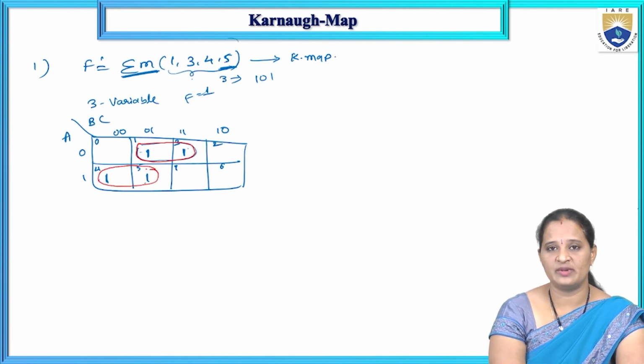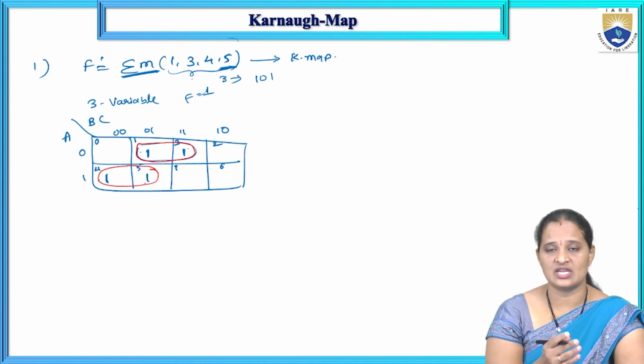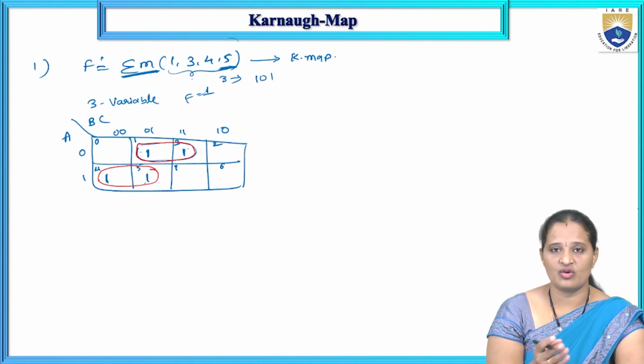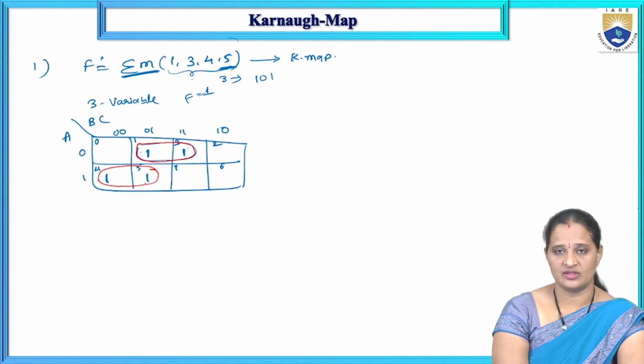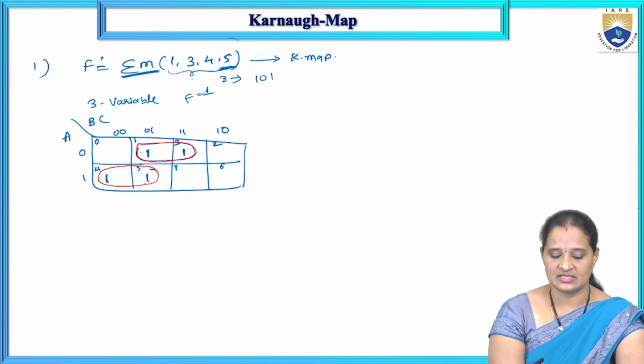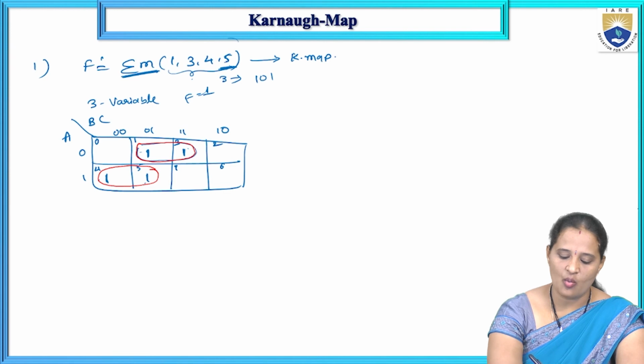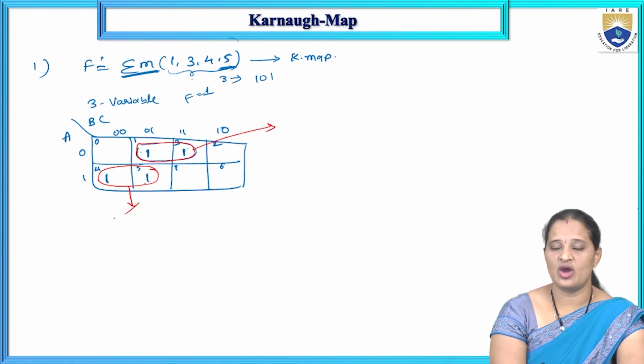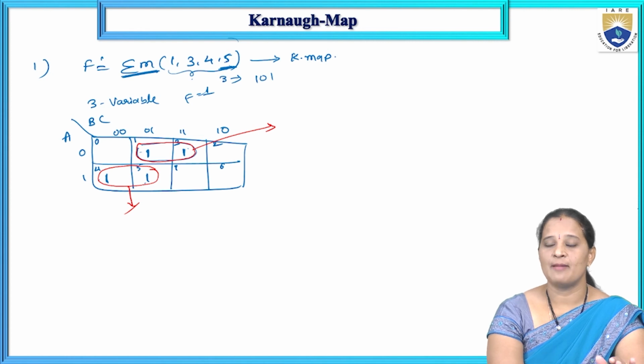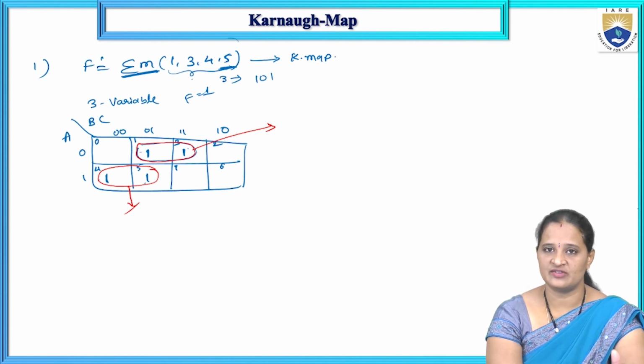The grouping should be done such that all the ones are covered by the minimum number of groups, and we need to start from higher groups. So I cannot form a group of 8 cells here because only 4 cells are marked with 1. So a group of 8 cells is not possible, and even a group of 4 cells is not possible. So next I am going for the pair. Now I want to write down the product term for these groups. So how can I form the product terms? By eliminating the variable which is varying.